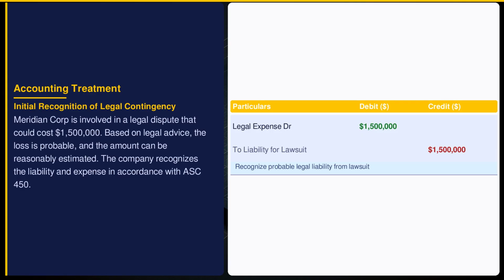ASC 450 requires recognition of a contingent liability when a loss is probable and can be reasonably estimated. Meridian Corporation's legal team advised that the $1,500,000 lawsuit is likely to result in a loss. Consequently, the company recognizes this potential expense in its financial statements, ensuring transparency and compliance.